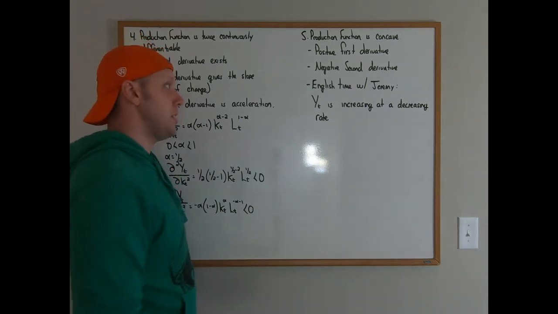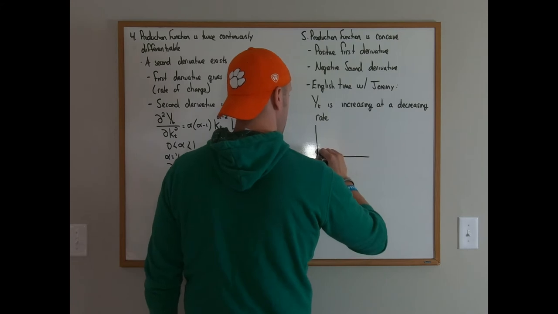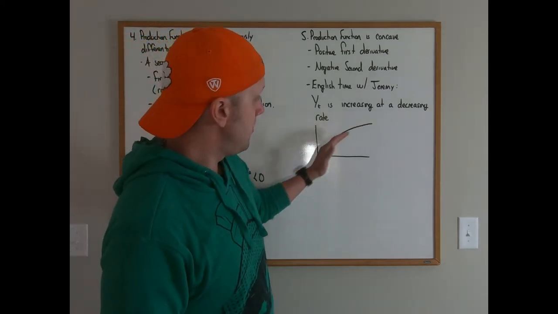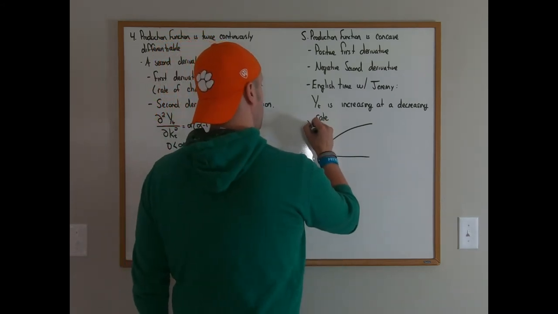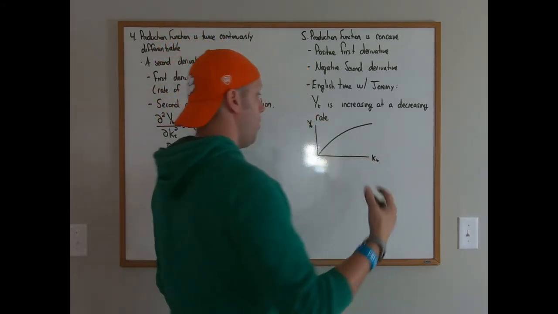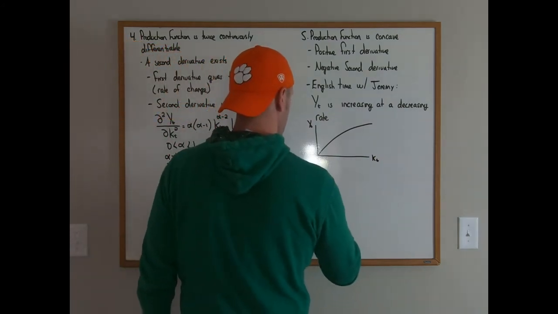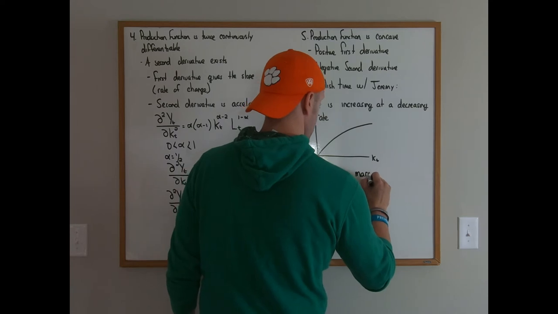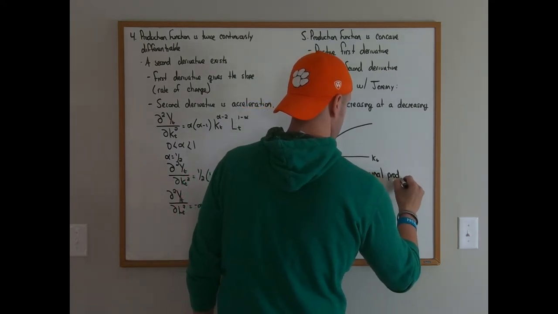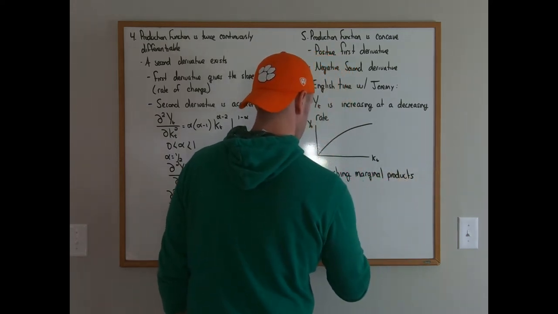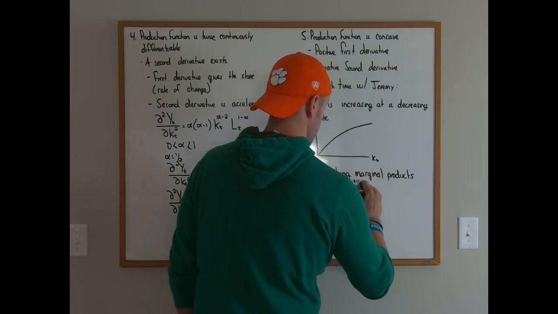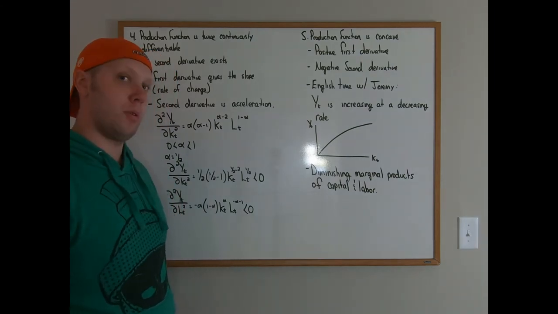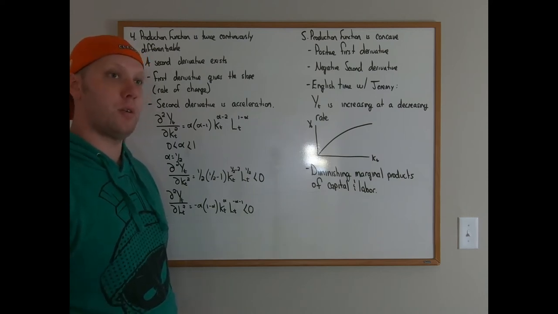Y is increasing, but it's increasing at a decreasing rate, which means it's doing this. So Y is always going to be going up, but the rate at which Y is going up is slowing as we increase either capital or labor, which means we have diminishing marginal products of capital and labor. We can keep adding more capital, and output will always increase, but the amount output increases is going to slow.